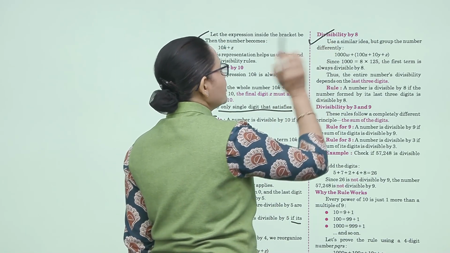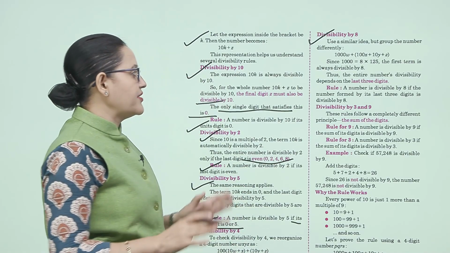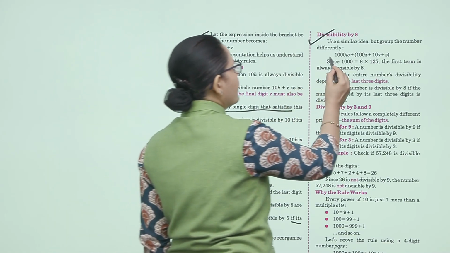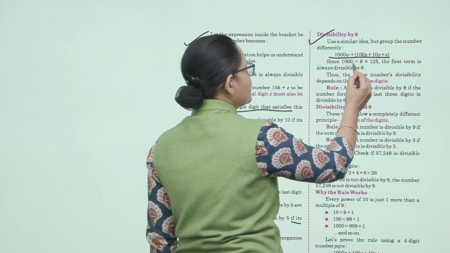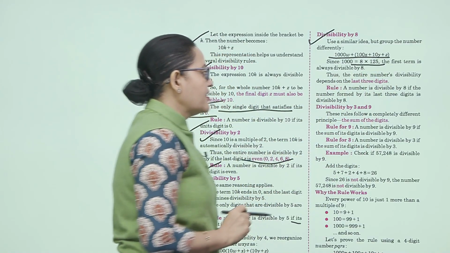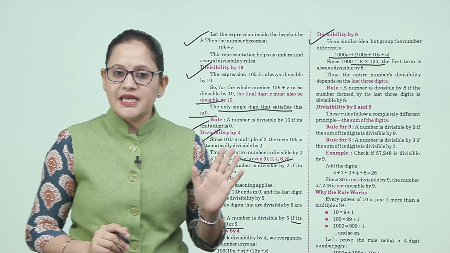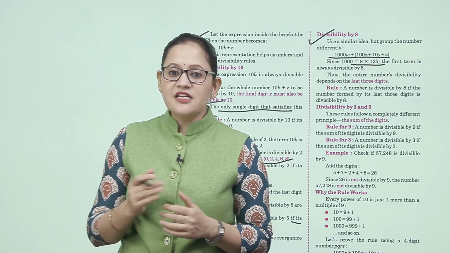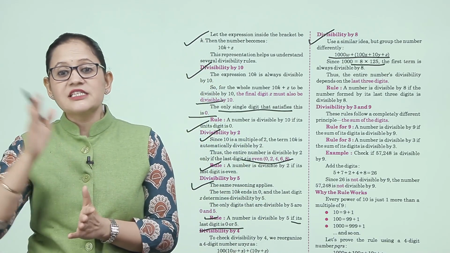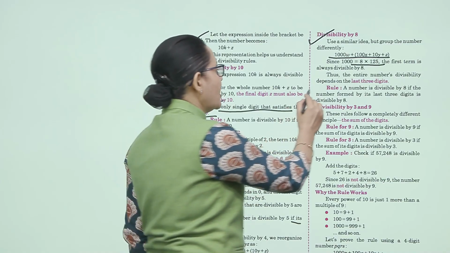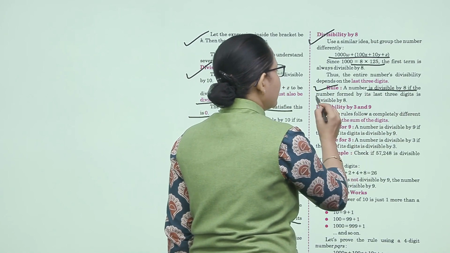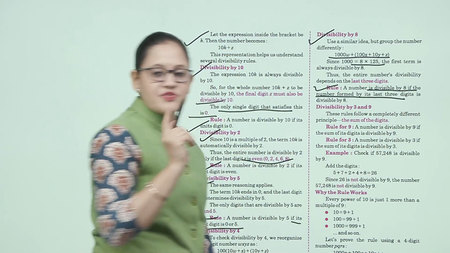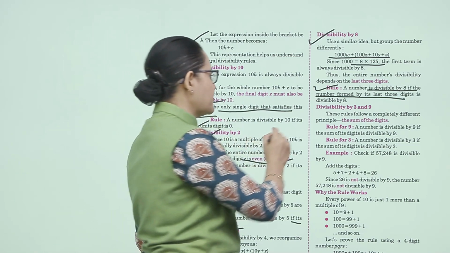Divisibility by 8. Use a similar idea but group the number differently. Now, group like this: 1000 equals 8 into 125. The first term is always divisible by 8. Thus, the divisibility of the entire number depends on the last 3 digits. So, what is the rule? A number is divisible by 8 if the number formed by the last 3 digits is divisible by 8. Then it is divisible by 8.